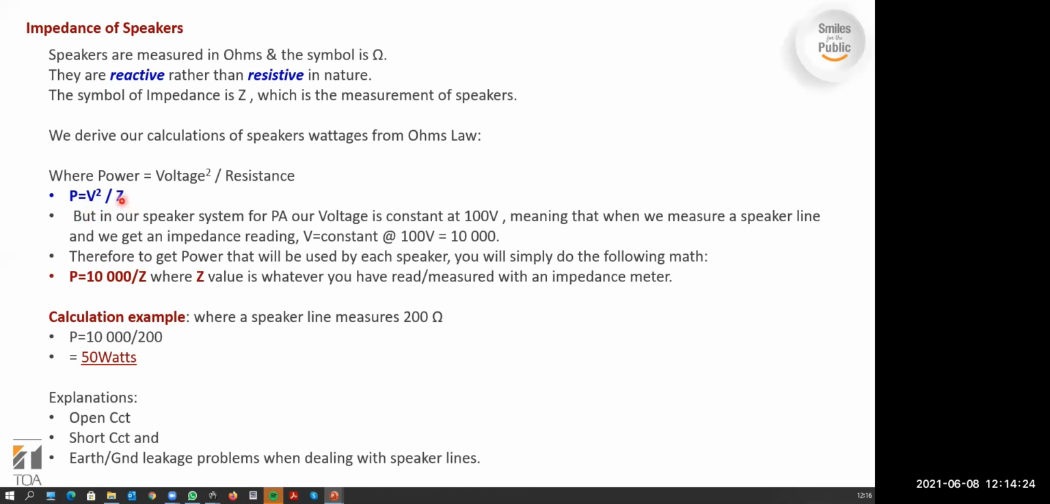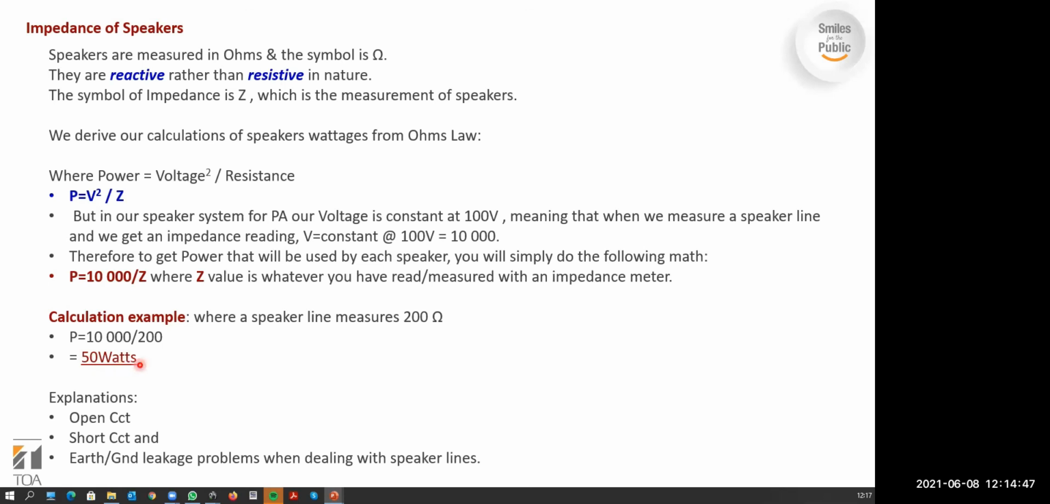The thing that changes is your Z, which is your impedance meter reading. As you see again, impedance is not measured by R, it's initialized by Z. So it means 100 times 100 volts, it gives us 10,000. So your formula always, in simple case, if you're trying to see how much power the speaker line is going to demand, all you need to do is always 10,000 divided by whatever you are reading on the impedance meter. It will give you a guide.